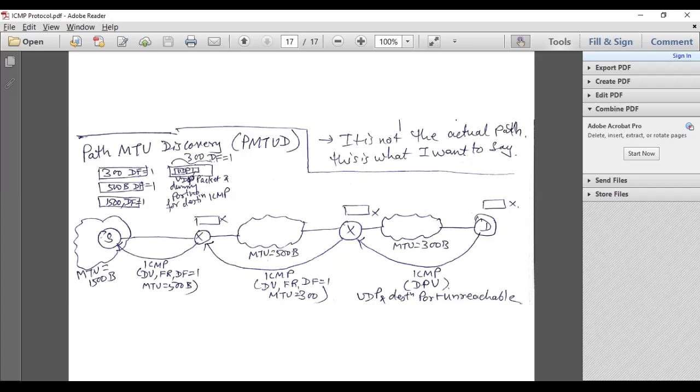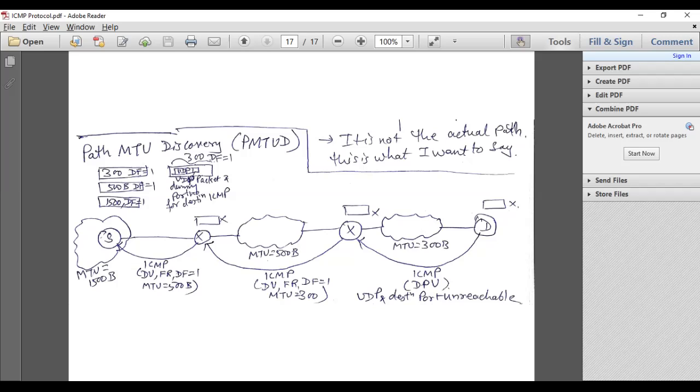So when it reaches router R1, it sees that the other side's MTU is 500 and the packet is 1500. So this packet will be discarded, and it will generate an ICMP reply message with all the information saying destination unreachable, fragmentation required, DF equal to 1, MTU equal to 500. So now when the next packet is sent, instead of sending a packet of 1500, it will send a packet of 500, with DF equal to 1.